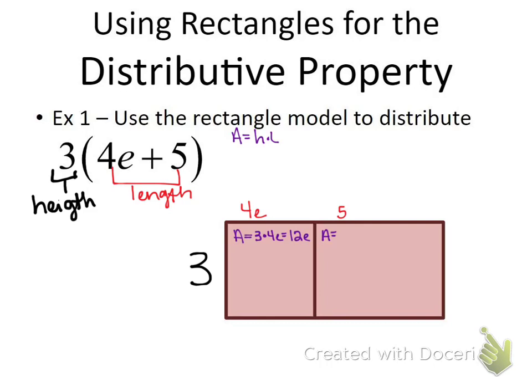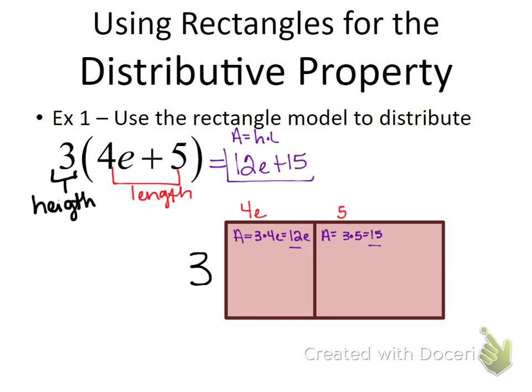Do 5 times 3. Always do your height. Now, you're not wrong. You can interchange them, but for the premise of our lesson, always do your height first. 3 times 5. Okay, what's that equal? 15. Now, we want to know the total area. So can you combine 12e plus 15? No. So it's just going to equal what? It equals 12e plus 15. We're going to leave it just like that.